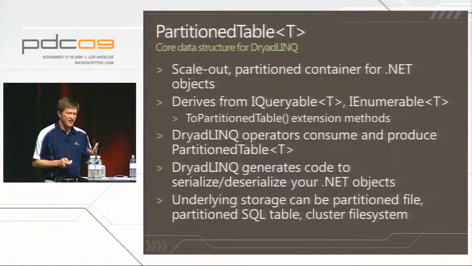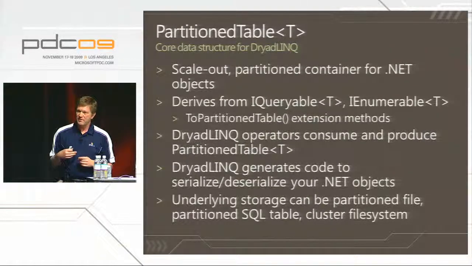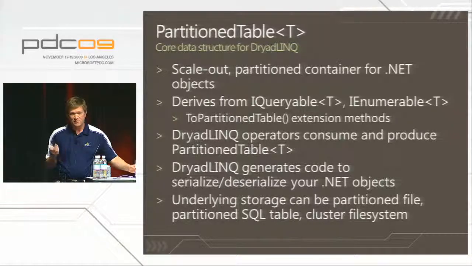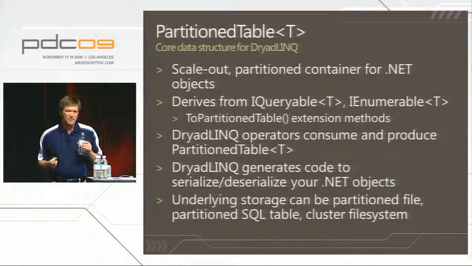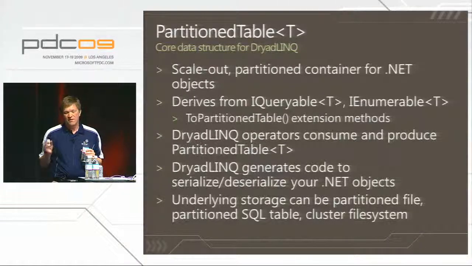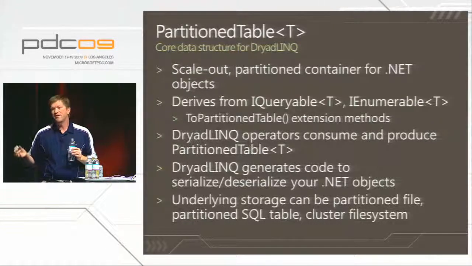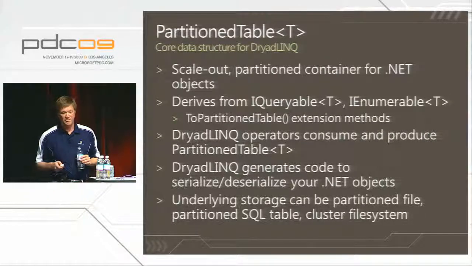But like all good .NET collections, it derives from IEnumerable, so you can use all the same methods and operations you're used to using on IEnumerable. It's also an IQueryable, so it works with LINQ and uses the lazy evaluation of LINQ to build up a query expression across partition table objects. Once you have one of these partition table objects, the DryadLINQ operators will consume that and produce an IQueryable of T, which will then continue to pass to the next operators and build up the remainder of the LINQ expression.